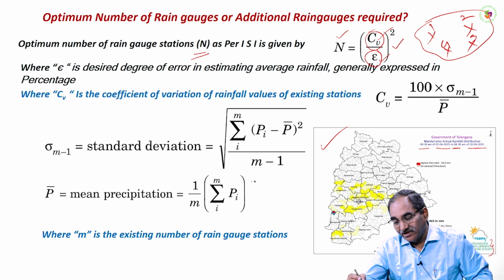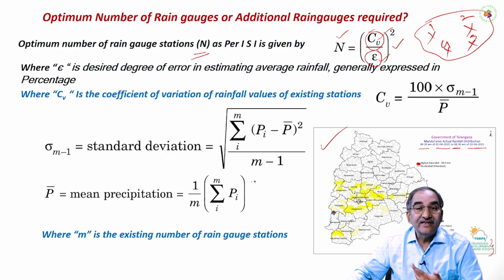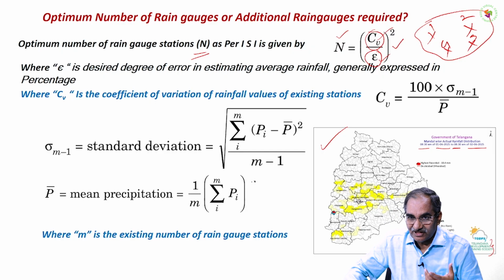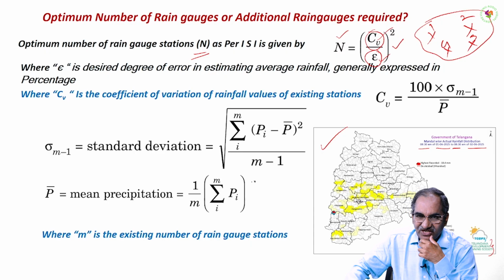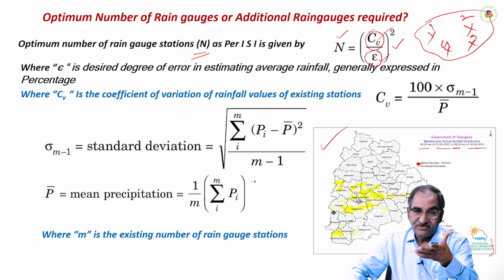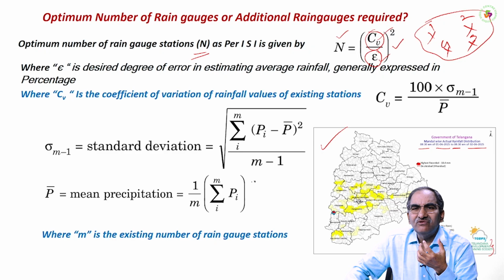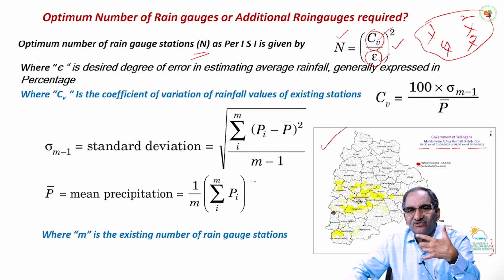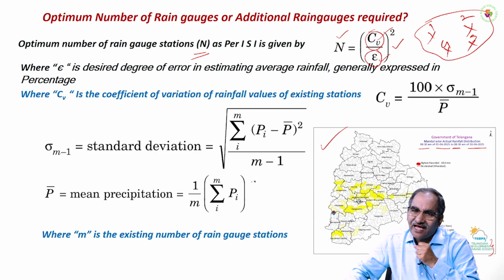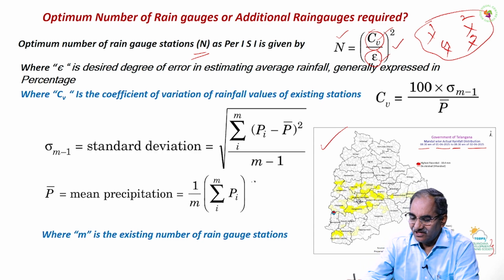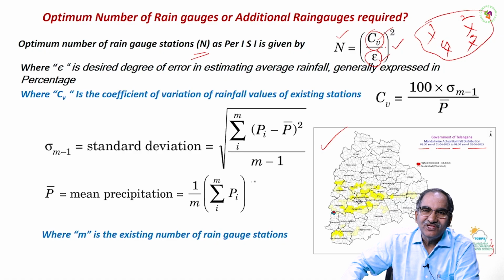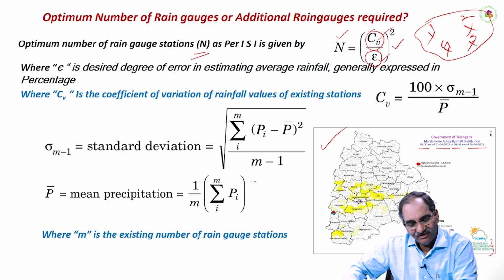Now how to calculate CV? The permitted error is normally something somebody has to tell you: within 5% error, or within 10% error, or 7% error, because it depends on the accuracy you require for your data. So epsilon is already given to you. Your job is only to calculate the coefficient of variation.